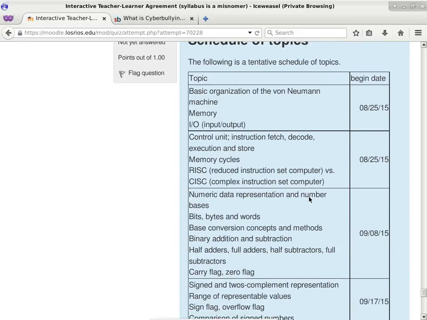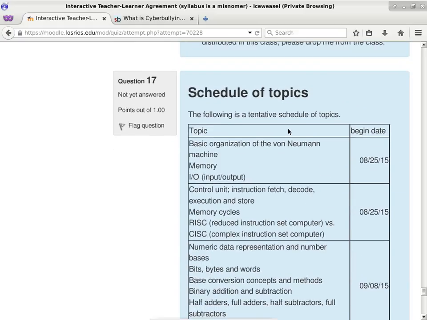All right, moving on. This is a tentative schedule of this class. Okay, so we are obviously missing the mark already because we are supposed to start to talk about all this stuff today. Are there any questions about the syllabus?